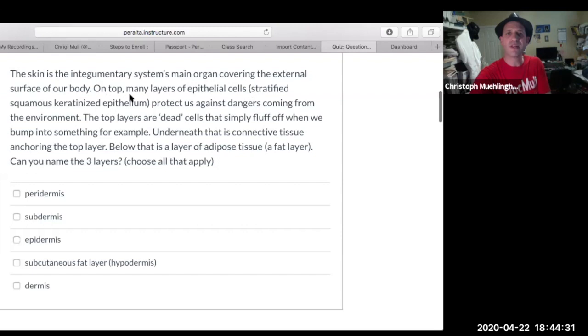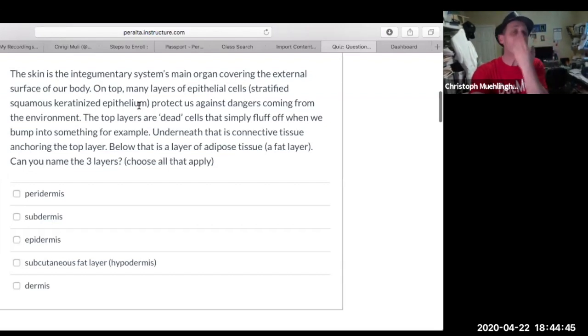What does epithelial mean? Nobody? Go back to chapter 4 at some point, and when you review it, you'll get it. But skin, the top layer of skin, is epithelial tissue, that type of tissue. All right, so we got there.